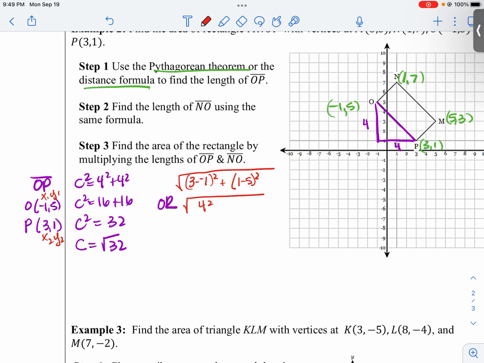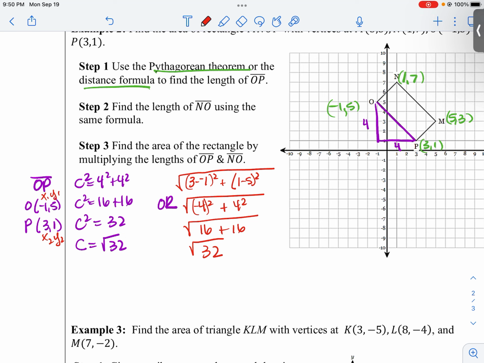That's 4 squared plus 4 squared. That's 16 plus 16. That's the square root of 32. So, same answer, which is good, we should have. And you can see that it doesn't really matter which one we use. They're kind of the same.